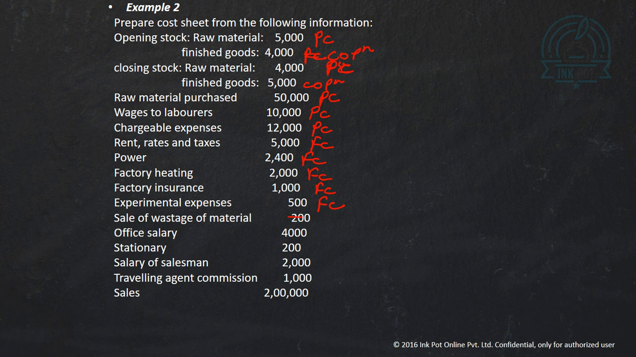So I'm writing here minus from raw material, deducted from raw material, right? Office salary is an office expense, stationery is an office expense, salary of salesman is a selling and distribution expense, traveling is of salesman, so it is a selling and distribution expense. Now this sales. So when we calculate total cost from this question, what are we going to do with the sales? So sales are used to calculate the profit. Sales minus the total cost, which we will calculate from the cost sheet, we'll get the profit, right? So it is used to calculate the profit.